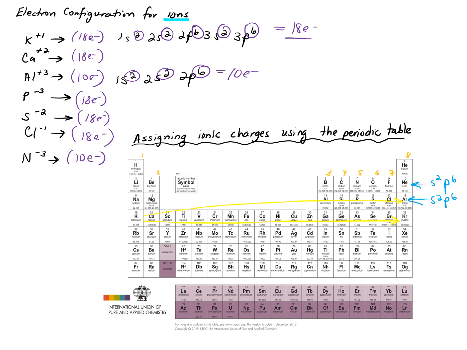Now I'm going to look at other elements in the periodic table. Let's check the ones that we have here. Let's check P.